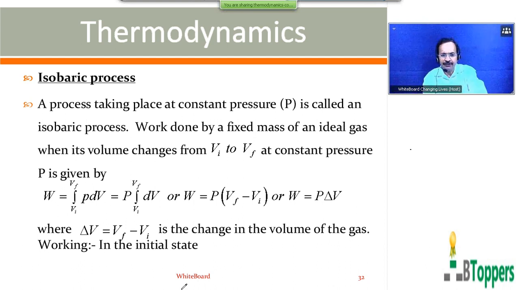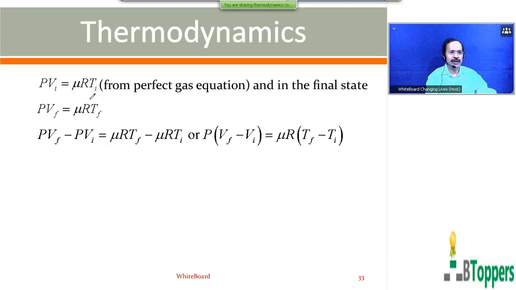If you apply the perfect gas equation in the initial state, you can write P Vi equal nu R Ti, and in the final state, you can write the gas equation as P Vf equal nu R Tf. Here pressure P in the final state is the same as the pressure P in the initial state in the isobaric process. Here nu represents the quantity of the gas expressed in moles, and R is the molar gas constant. If you subtract the gas equation in the initial state from the gas equation in the final state, you can write P Vf minus P Vi equal nu R Tf minus nu R Ti, or P into Vf minus Vi equal nu R into Tf minus Ti.